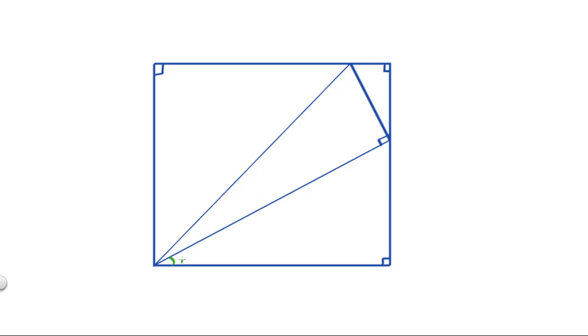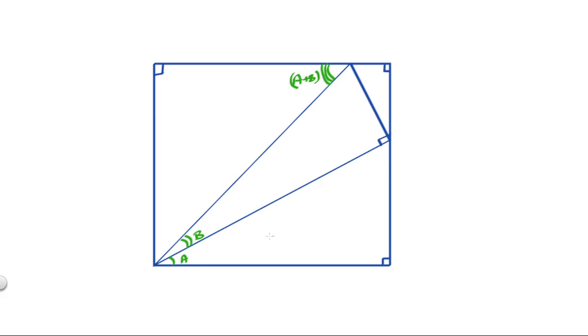We'll call this angle A. I'll call this angle B. And because the top and the bottom of the rectangle, by definition of rectangle, are parallel, we have a transversal right here, so I know alternate interior angles are congruent. So together, this would be angle A plus B. So up here is A plus B.